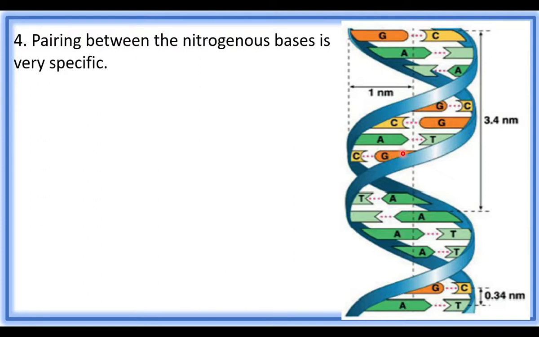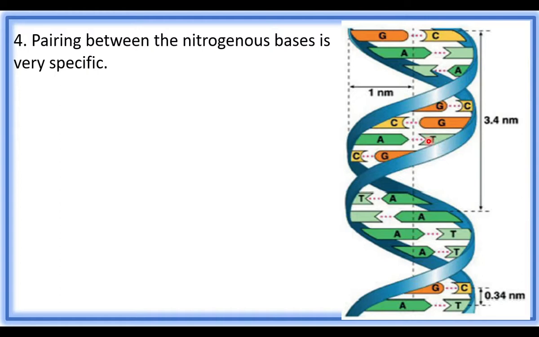The nitrogen bases, adenine and guanine, form a pair called a base pair. Pairing between the nitrogen bases is very specific. A particular nitrogen base pairs with a particular other nitrogen base to form a base pair. Here guanine pairs with cytosine, and adenine pairs with thymine.